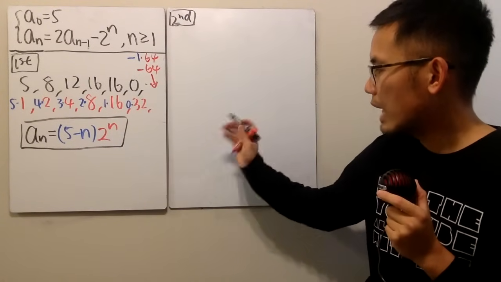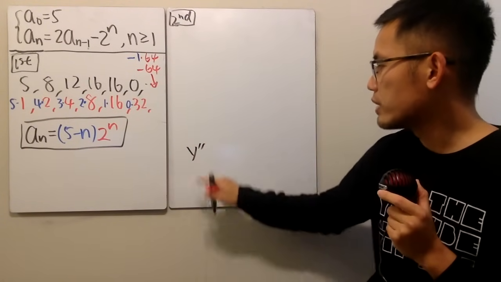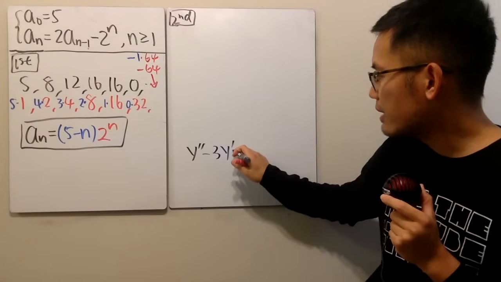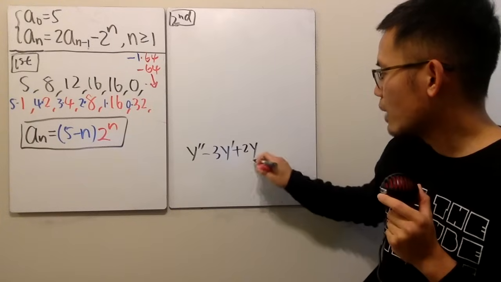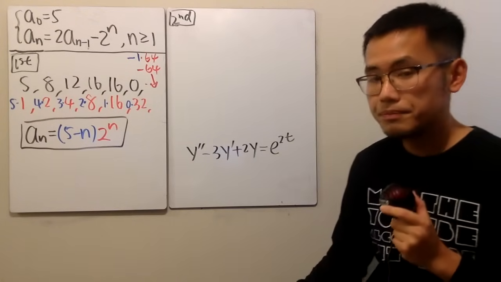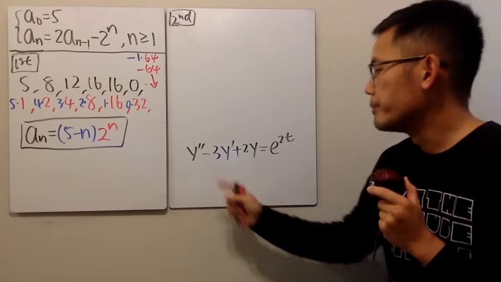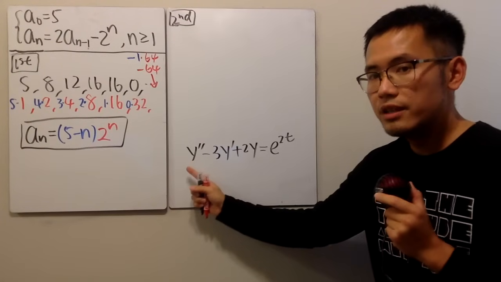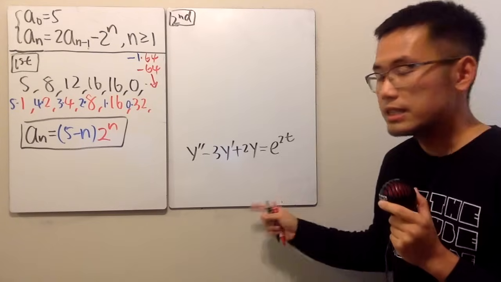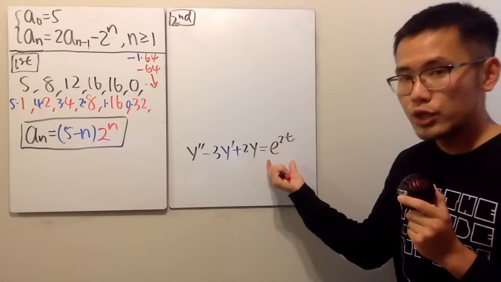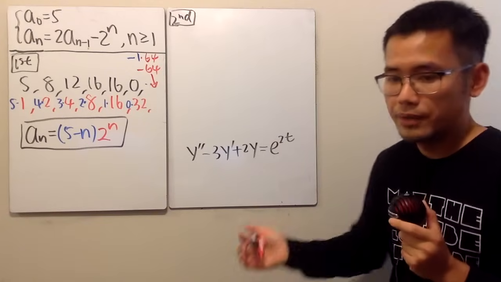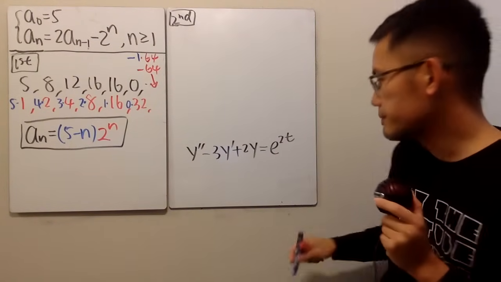Suppose you have a higher order, let's say second order differential equation, let's say y double prime minus 3y prime plus 2y equals e to the 2t. This right here is a second order linear differential equation with constant coefficients. But it is not homogeneous, because on the right-hand side we have a function. If this was equal to 0, then it would be a homogeneous situation. Now, this is how we are going to do it.